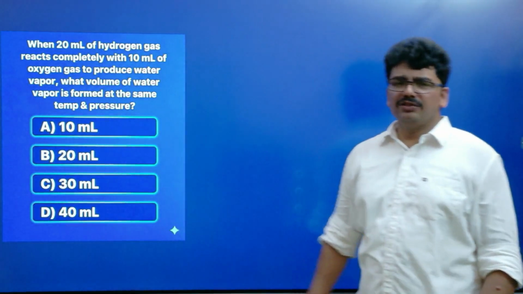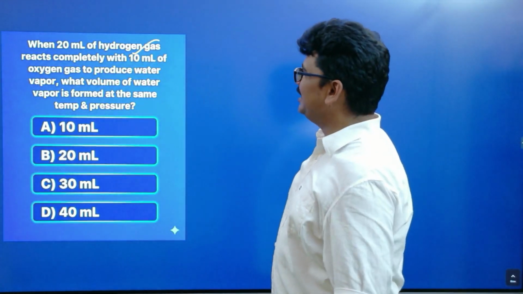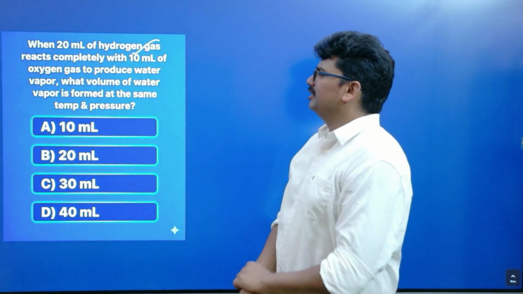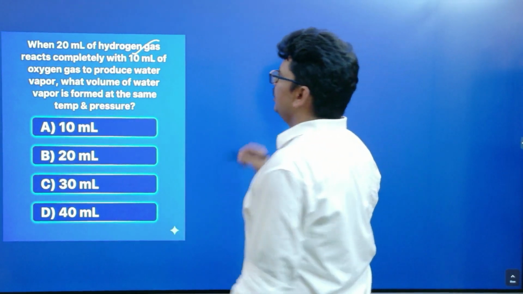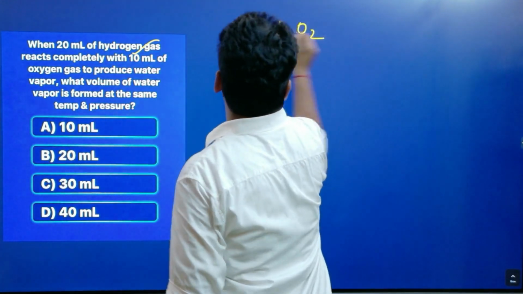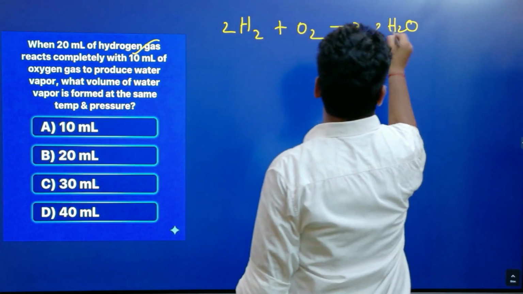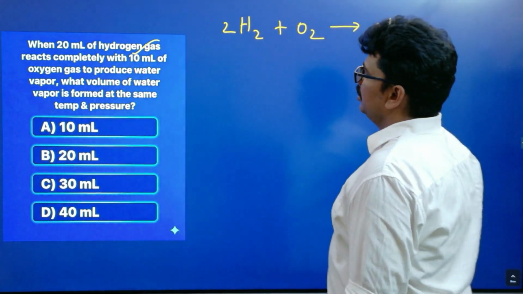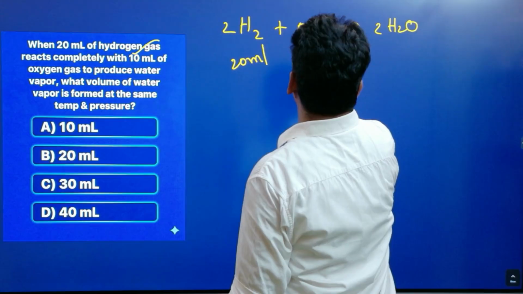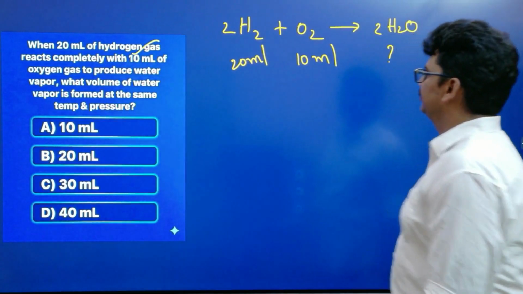Now, one question based on Gay-Lussac's law of combining volumes. 20 ml of hydrogen gas reacts completely with 10 ml of oxygen gas to produce water vapor. What volume of water vapor is formed at the same temperature and pressure? Hydrogen combines with oxygen to produce water. Balance the reaction: 2H2 plus O2 gives rise to 2H2O. Hydrogen volume is 20 ml, oxygen volume is 10 ml, and what is the water volume?